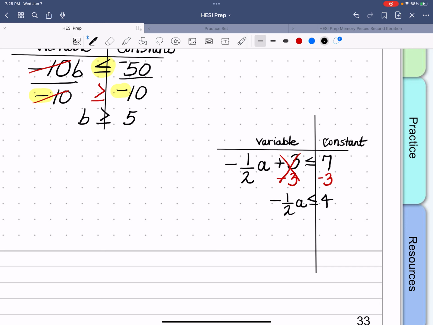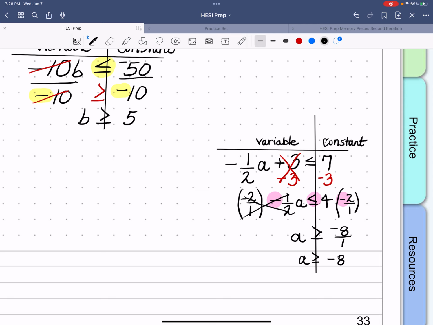And then I have to deal with that negative 1/2. And that negative is the fly in the ointment here. Because as soon as I multiply by the reciprocal, I have to flip the sign in the middle. So here's the negative. This sign has to reverse. So these are going to cancel. We're going to have an A, a flipped around sign, and then 4 times 2 is 8. The signs don't match, so it's negative over 1. And that would simplify down to negative 8.